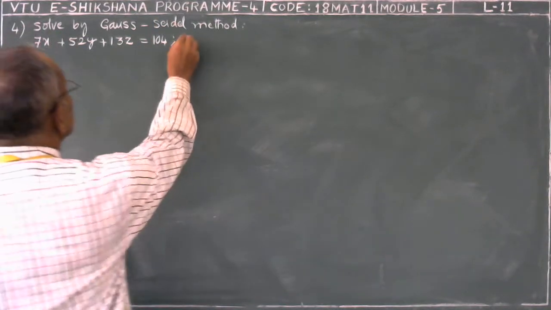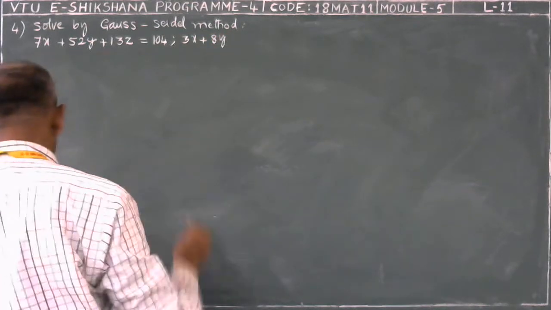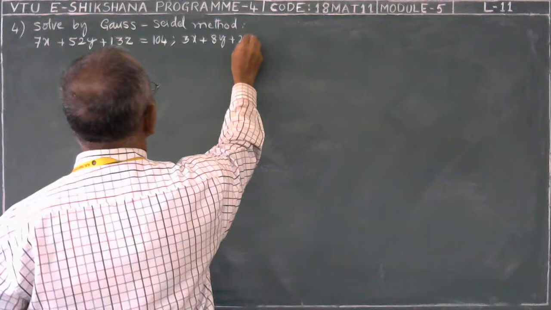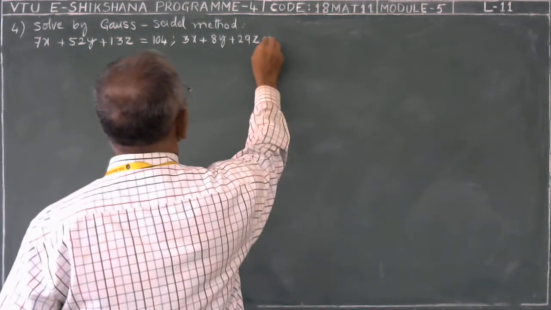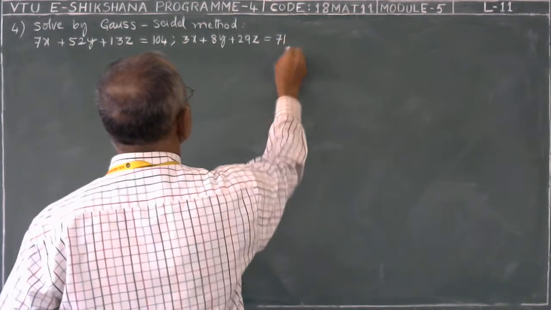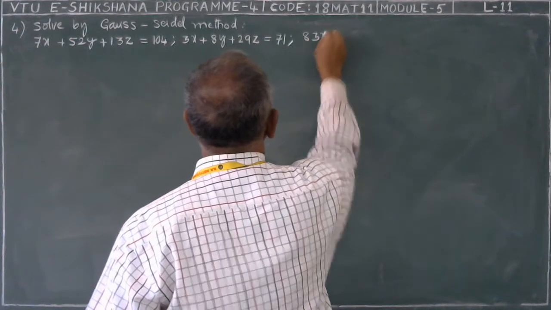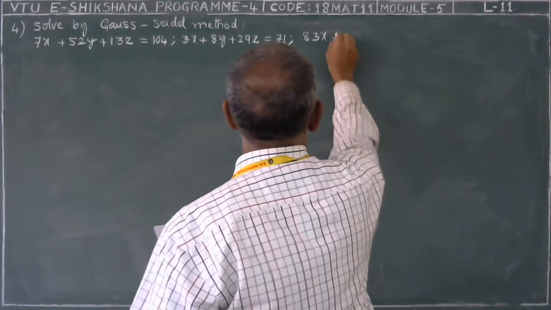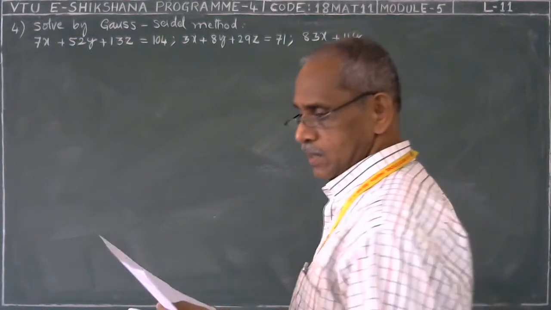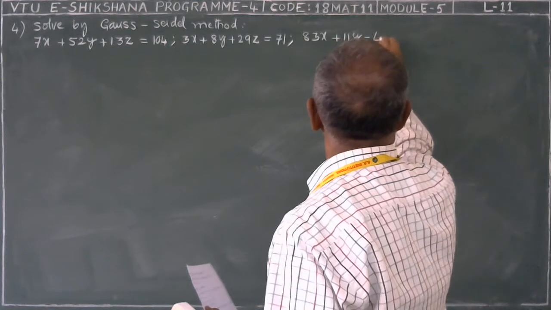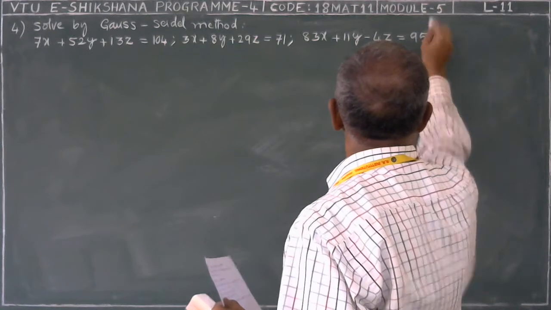3x plus 8y plus 29z is equal to 71. 83x plus 11y minus 4z is equal to 94.